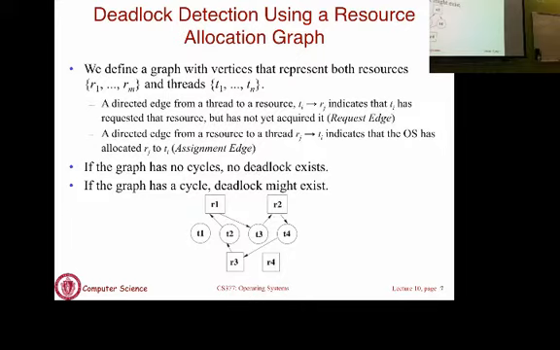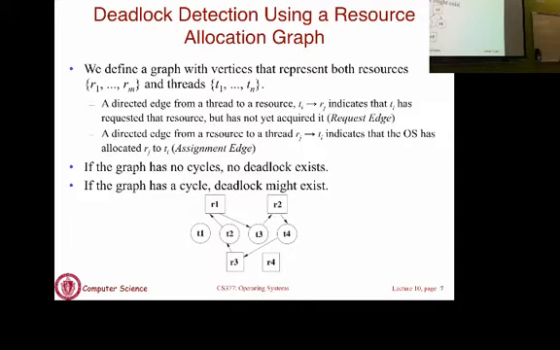The assignment edge is the opposite. You have edges going from resources to threads. So here you have a directed edge going from a square box to a circle, which is the opposite of this. What that tells you is this resource is currently held by that thread. That thread holds the lock on that resource. So the request means I ask for a lock. An assignment means I hold the lock. Every resource we assume is protected by a lock, so to ask for it, you're essentially doing lock acquire.